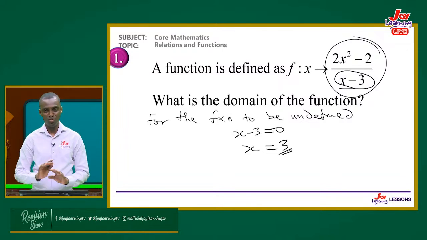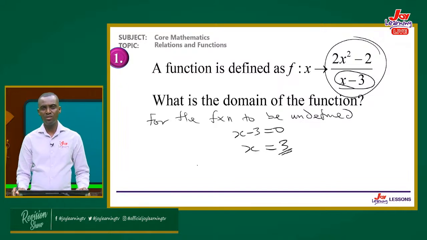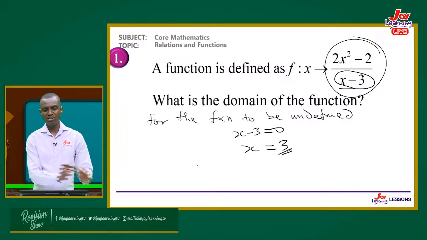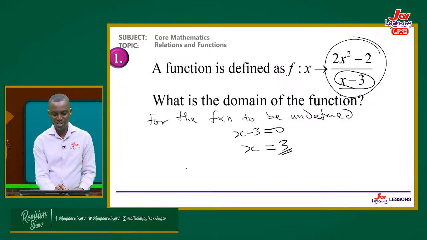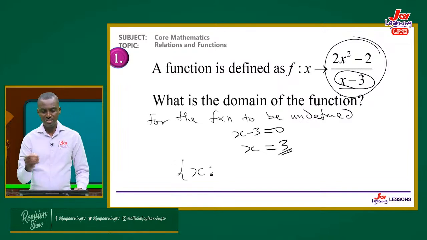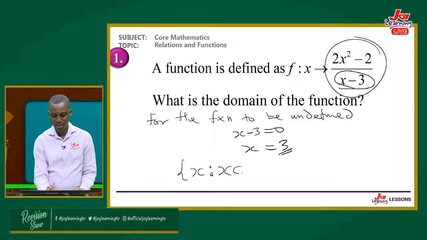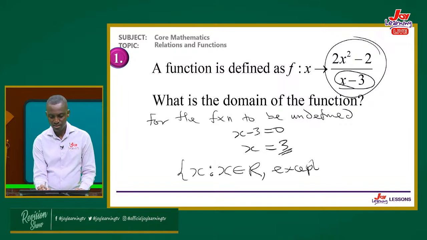Perfect, right? No output. So we'll say that if 3 is making it undefined, then let's put it aside. Could it be another number? No number will make it undefined again apart from 3. So we'll say that, okay, then our domain is going to be x such that x is a member of all real numbers except 3.